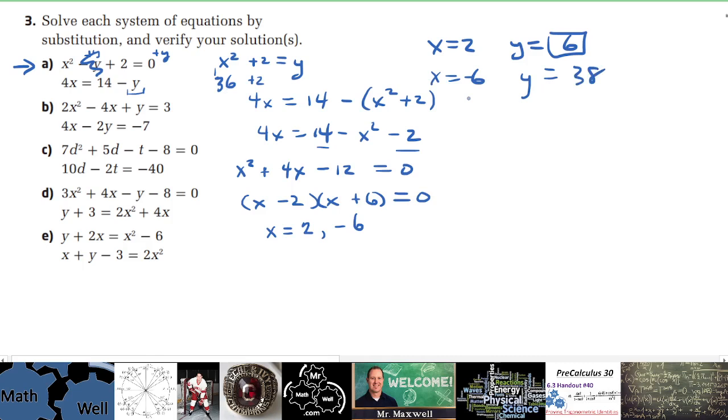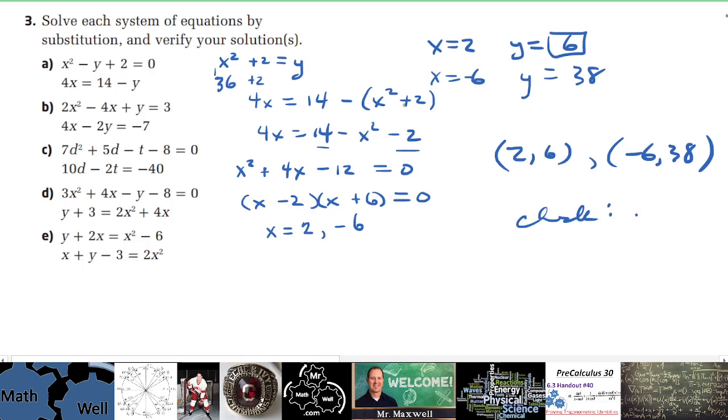All right. So solve each system. It appears that these are 2 points: (2, 6) and (negative 6, 38). To verify, you can plug each of those points into the equations and see if they're true. Or if you want to graph these, you can. You can use Desmos as well, or you can use your graphing calculator and graph and check the points. But anyways, I will leave that to you to check.